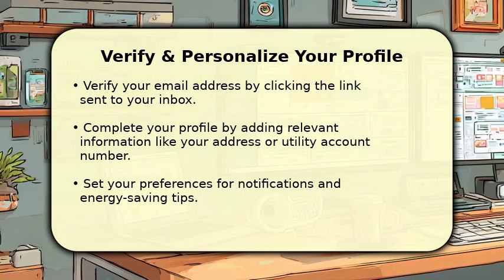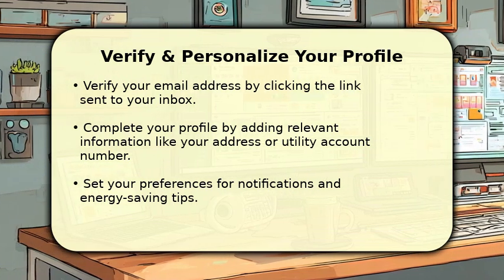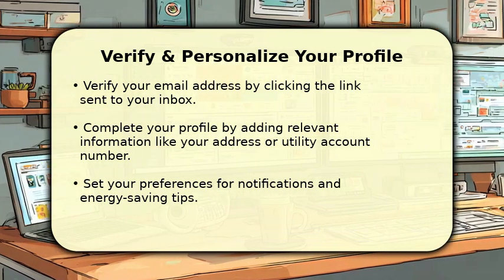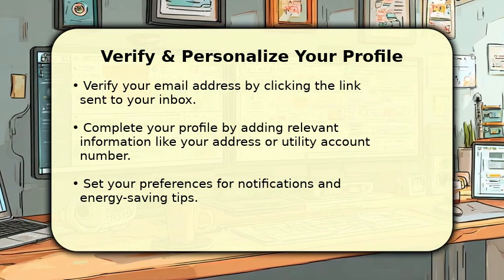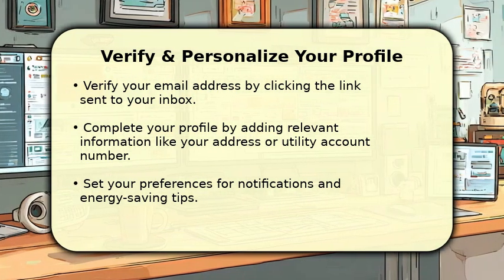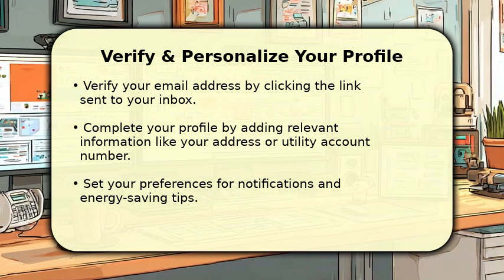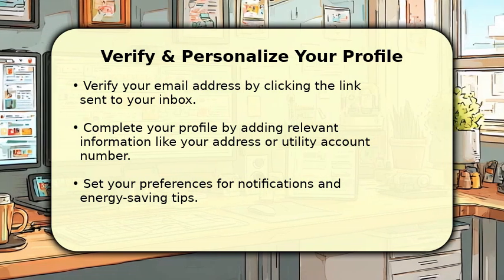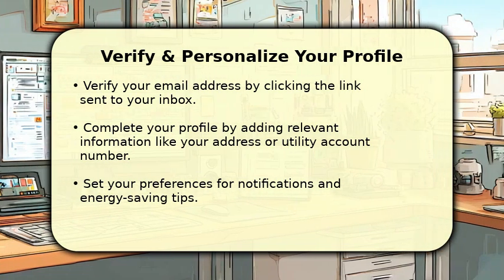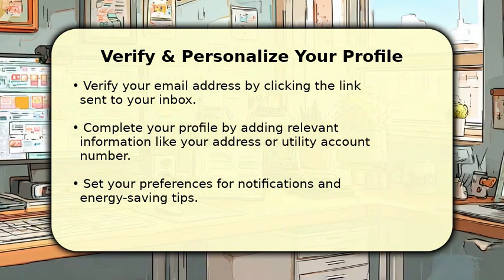Click the link provided in that email to confirm your registration. Then, return to the app to complete your profile. This might involve adding details like your home address or your utility account number, which helps personalize your experience. Don't forget to set your notification preferences to receive helpful energy-saving tips and important updates.